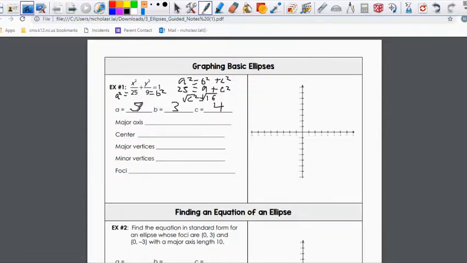Our major axis in this case is going to be the x-axis. The reason why the major axis is the x-axis is that our larger number is over the x term, okay? So because our larger number is over the x term, our major axis is the x-axis. Here, this is a basic ellipse, so there's no modification to the x or the y. So the center is at 0, 0.